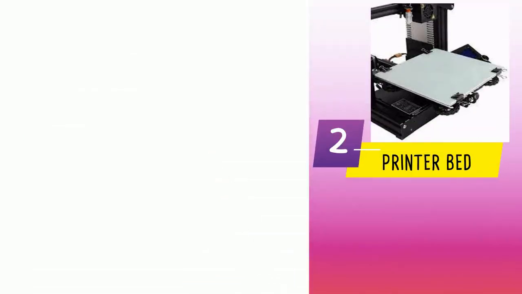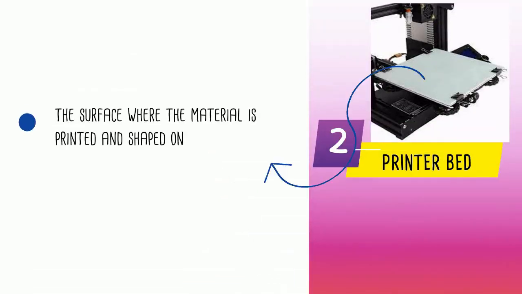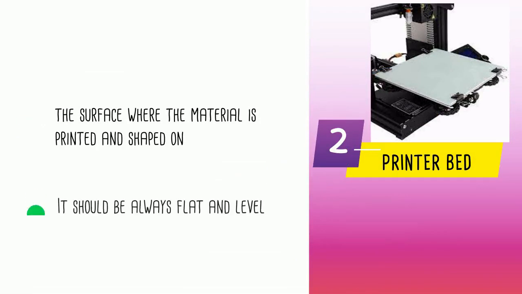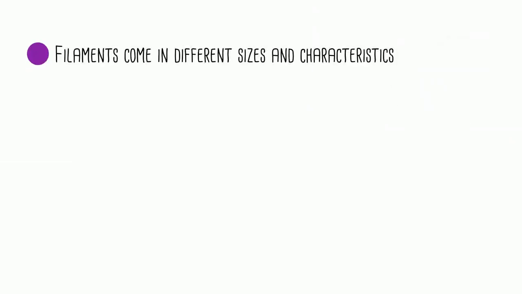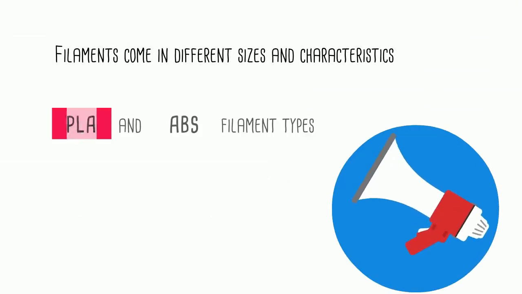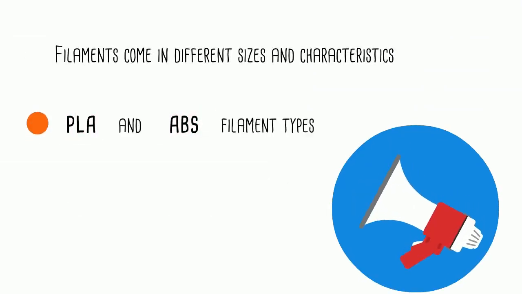Printer bed. This part is the surface where the material is printed and shaped, and it should always be flat and level. Filaments. Filaments come in different sizes and characteristics. PLA and ABS are the most common filament types.